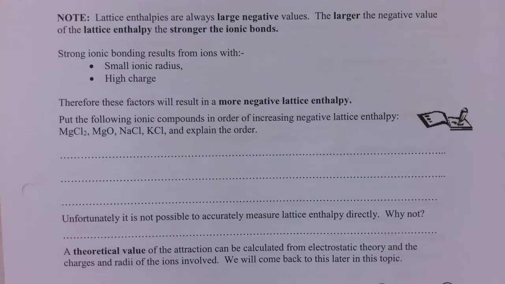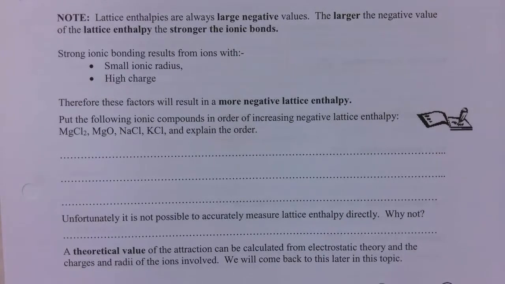So you'll notice that lattice enthalpies are always negative values, and they tend to be quite large because you're forming an ionic solid. And ionic solids generally have quite strong bonding, so it requires a lot of energy to overcome that strong electrostatic attraction. The larger the negative value, in other words, the more exothermic the lattice enthalpy, the stronger the ionic bonds will be. Now, strong ionic bonding, which you know from your bonding packs, depends on two things. Firstly, the size of the ions, and secondly, their charge. The smaller the ions and the higher the charge, the stronger the ionic bonding, the larger the negative value of the lattice enthalpy will be.